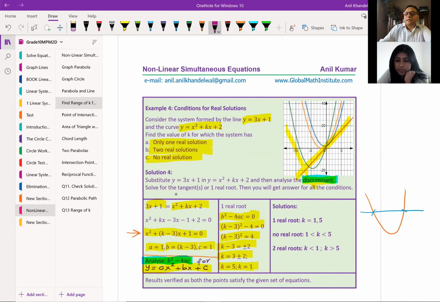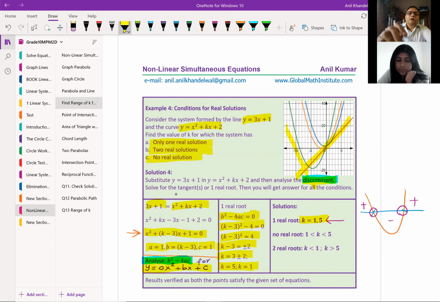So this part here is negative and the part here is positive, correct? So when you have to look for the number of solutions as one real root, for example, obviously those points of intersection are the one real root, right? So you get those two values of k as your answer, which is 1 and 5, correct?